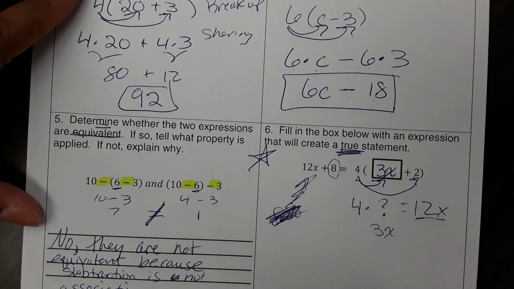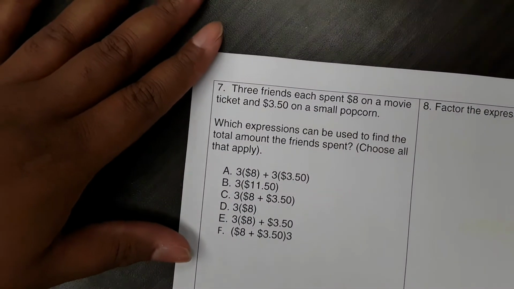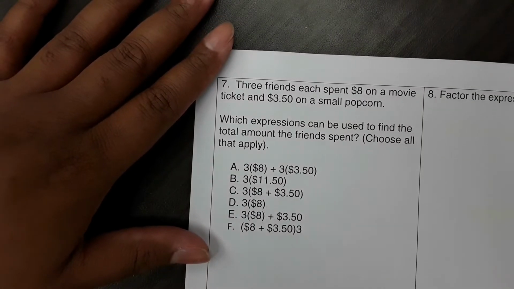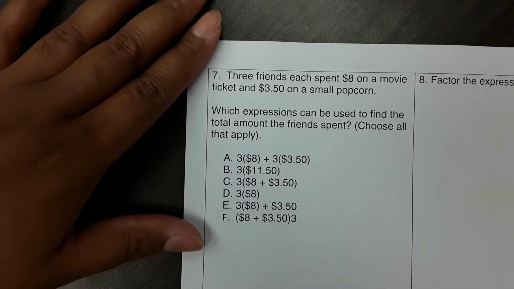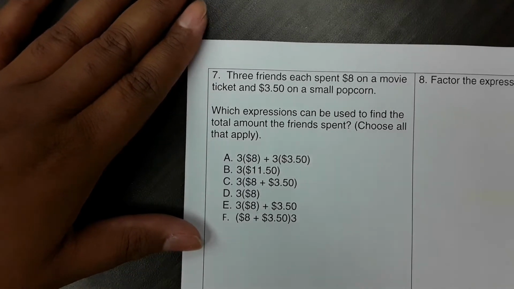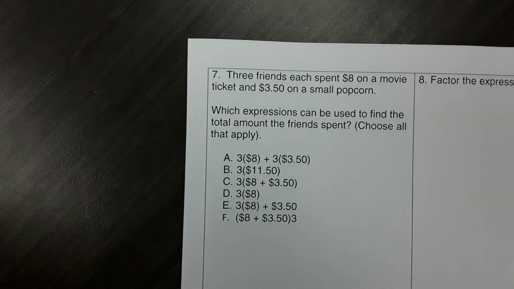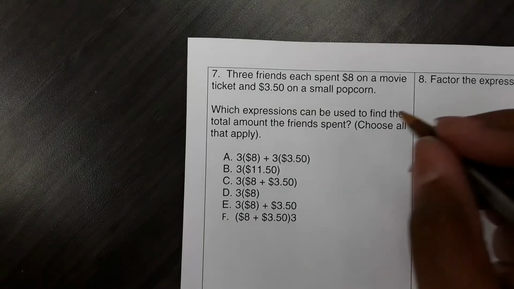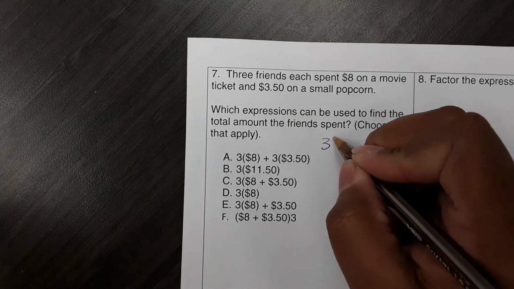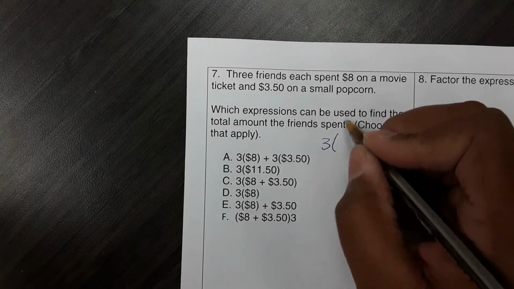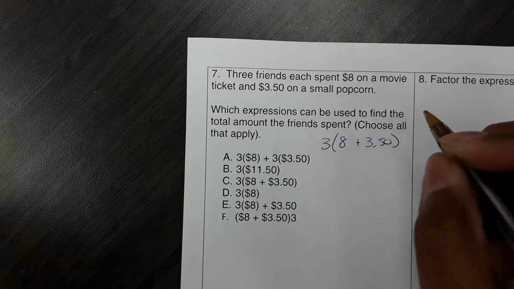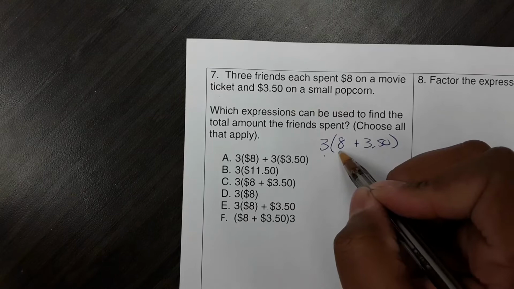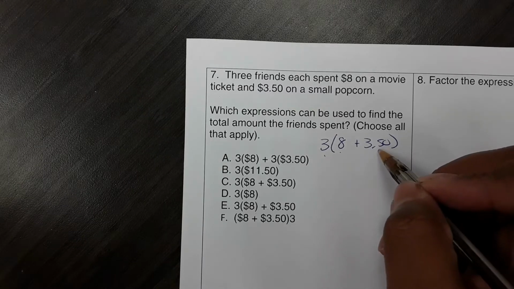Simple. And flipping it over, 3 friends each spend $8 on a movie ticket and $3.50 on small popcorn. Whew, that was cheap. You're going to have to let me know where they went. All right, from here, which expression can be used to find the total amount the friends spent? Choose all that apply. Well, I know there's 3 friends, and they each got $8 tickets, and they also bought a popcorn, $3.50. So I'm looking for 3 times 8 plus 3 times $3.50.